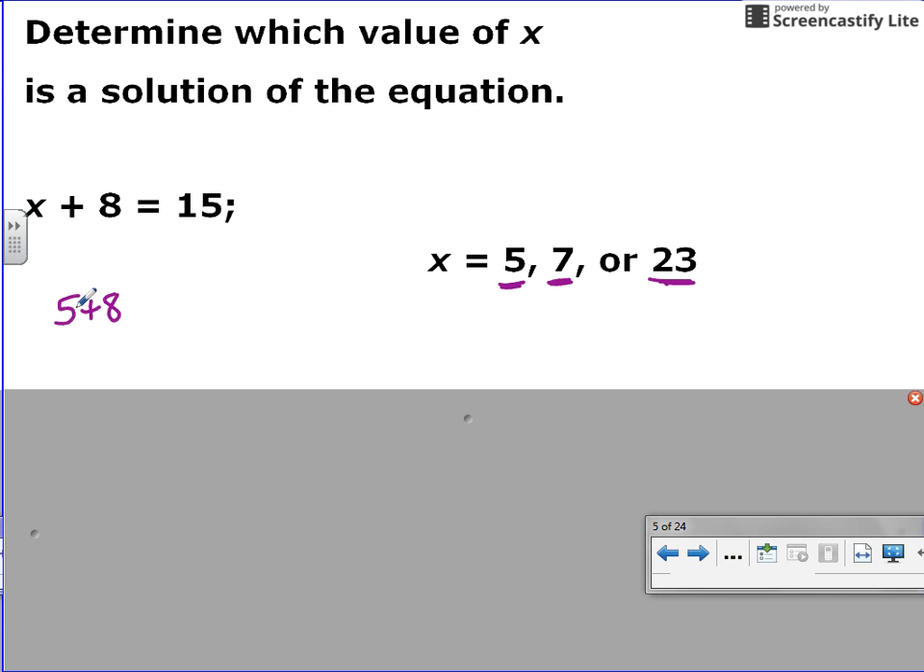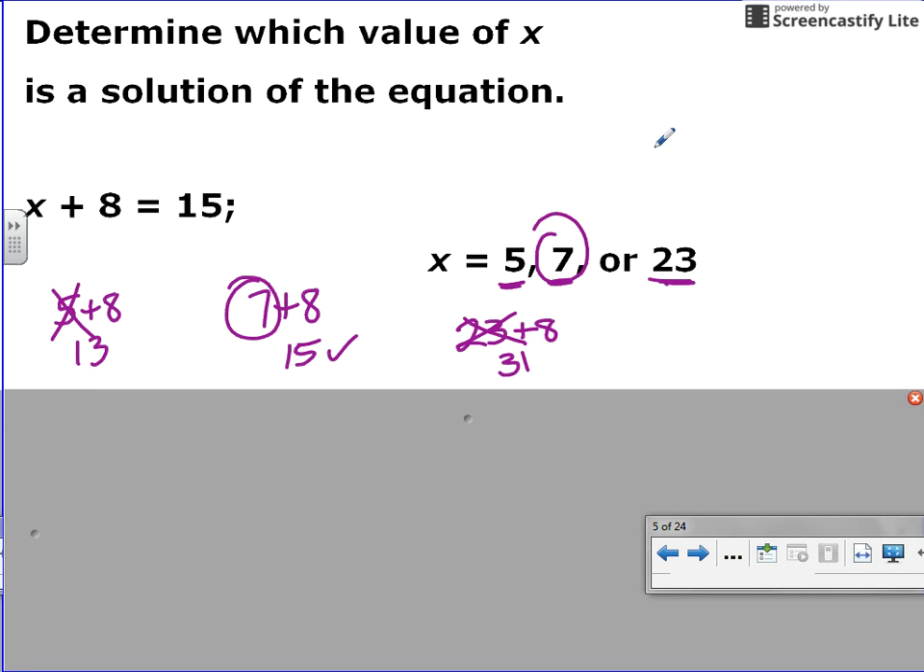So I'd plug in a 5 first and say, oh, that's 13. So 5 doesn't work. Plug in 7. Say 7 plus 8. Hey, that one works. So 7 for sure is a solution. If you plug in 23, just double check it here. 23 plus 8, that would give me 31. That is not a solution. No. So our final answer here is just 7 is the solution of this equation.